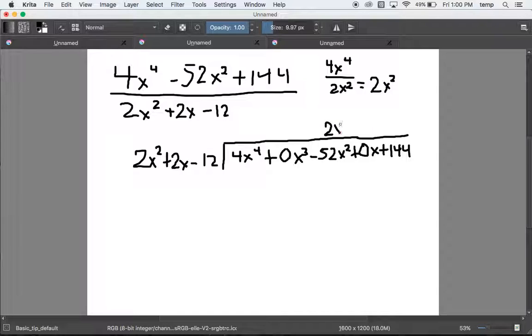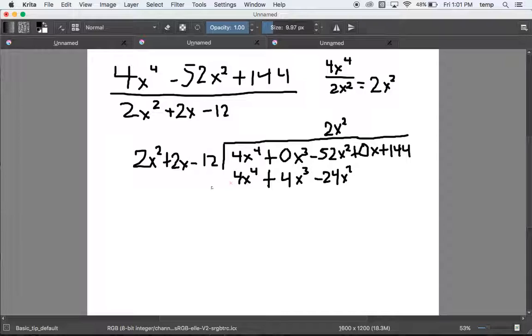So 2x squared. And now we multiply this 2x squared by each term in our divisor. We take 2x squared times 2x squared, and that'll give us 4x to the fourth. Then we have 2x squared times 2x, so that'll give us a plus 4x cubed. We have 2x squared times negative 12. So 2 times negative 12 is negative 24, and then we have our x squared.